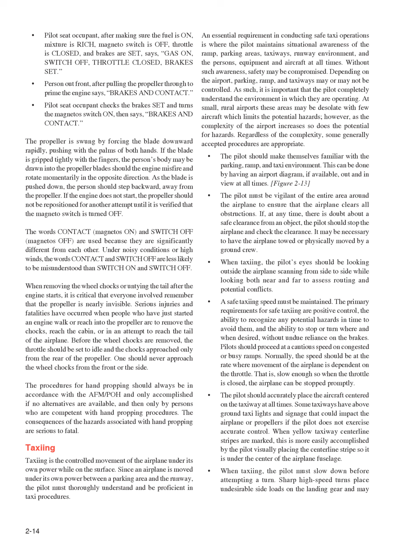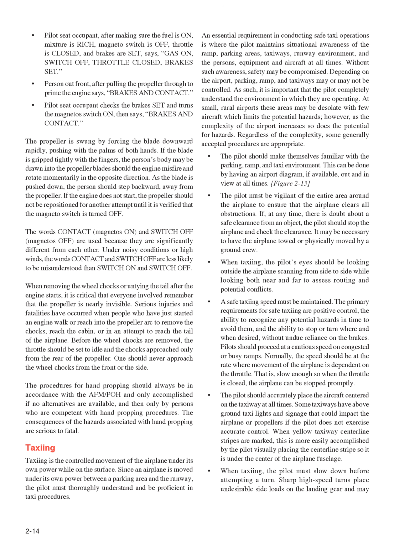The pilot should accurately place the aircraft centered on the taxiway at all times. Some taxiways have above-ground taxi lights and signage that could impact the airplane or propellers if the pilot does not exercise accurate control. When yellow taxiway centerline stripes are marked, this is more easily accomplished by the pilot visually placing the centerline stripe so it is under the center of the airplane fuselage.